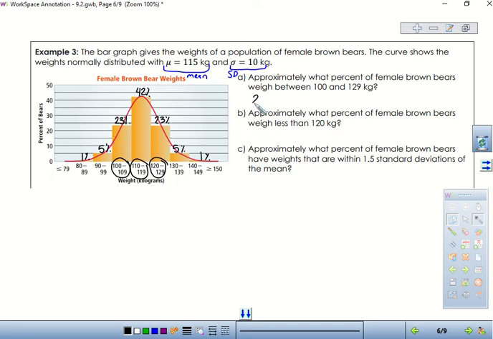So we're going to add up those percentages. So 23 plus 42 plus 23, and that's equal to 88% of them fall within that category.